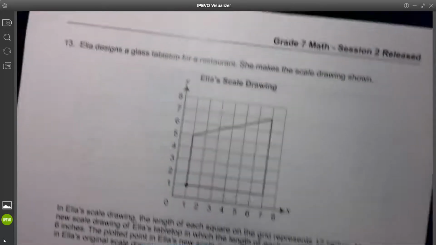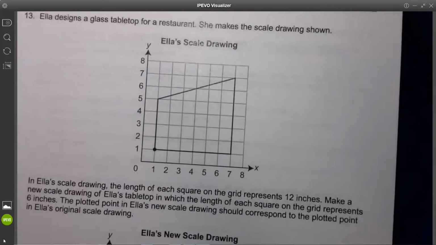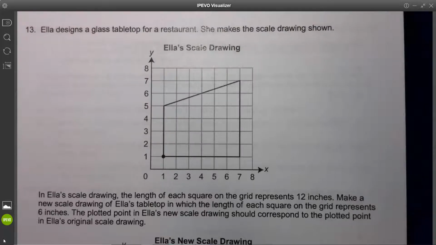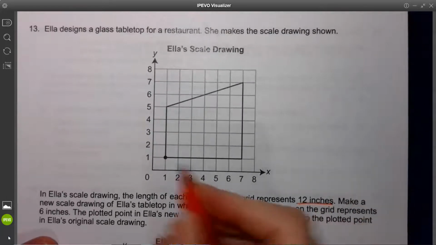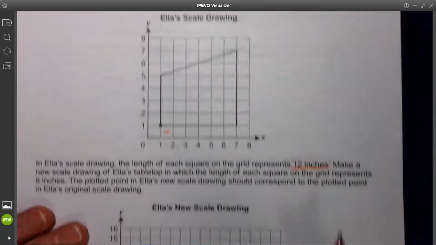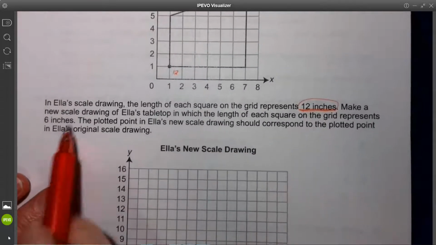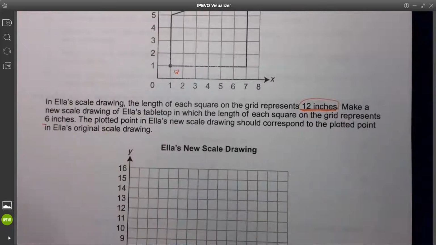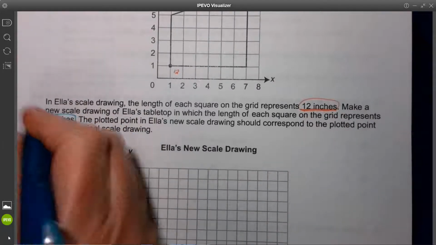Okay, question 13. Ella designs a class tabletop for... you can read on your own. Pause it, read this one, try it, go. Okay, the important thing here is it says that each one of these grids is 12 inches. So this is 12 inches. But what happens with the new drawing is that each square in the new drawing is only 6 inches.